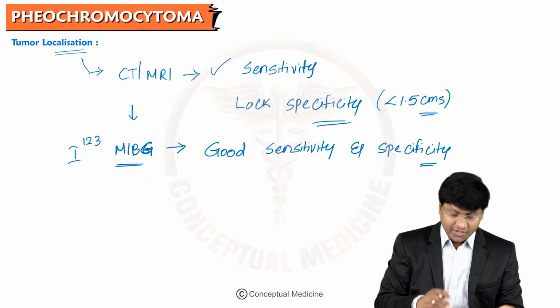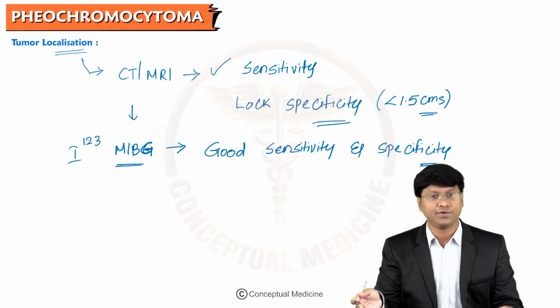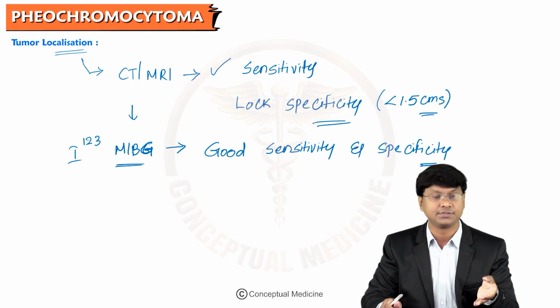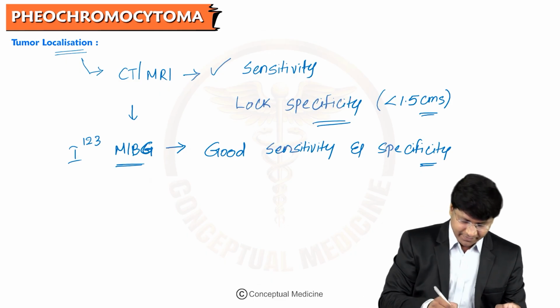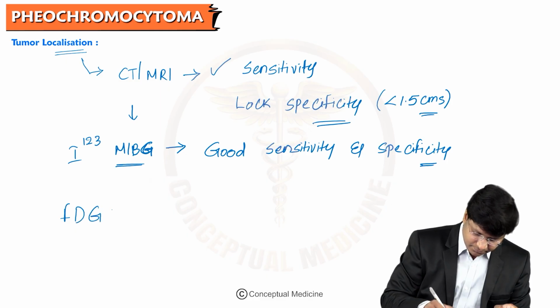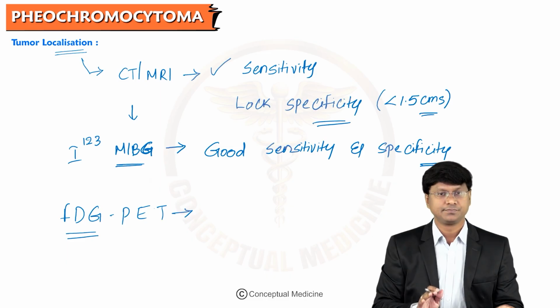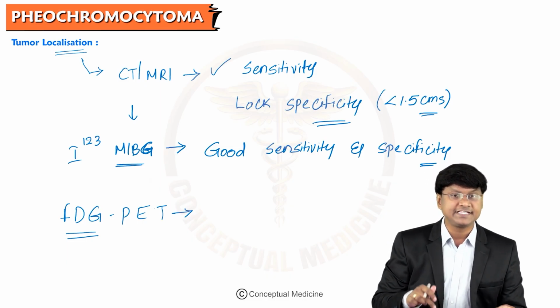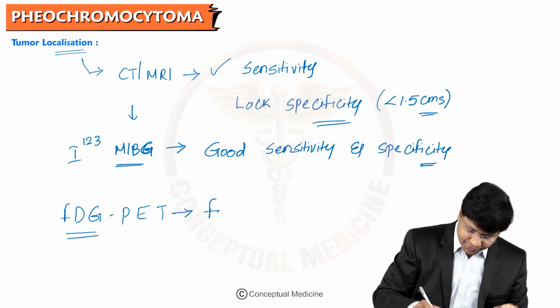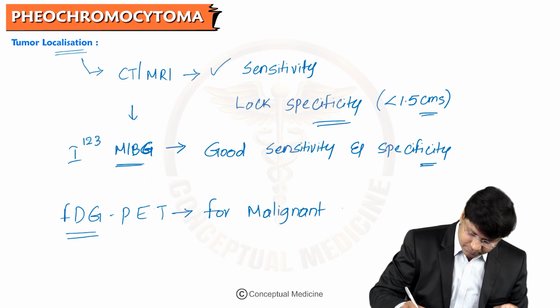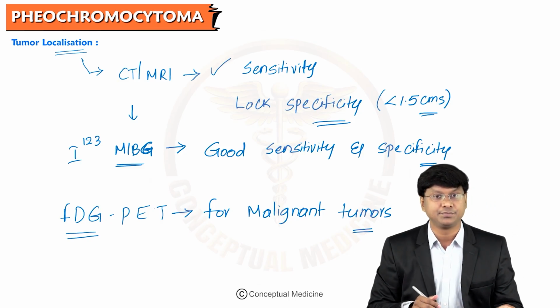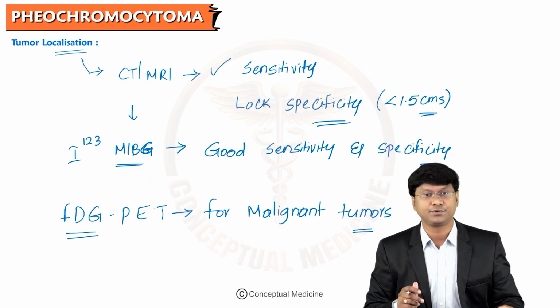Now, in order to diagnose the extra-adrenal pheochromocytomas, which are the malignant tumors, the imaging study we do is FDG PET scan. What does FDG PET scan stand for? FDG stands for fluorodeoxyglucose positron emission tomography. So, this FDG PET scan is mainly for malignant tumors, which are your extra-adrenal pheochromocytomas.